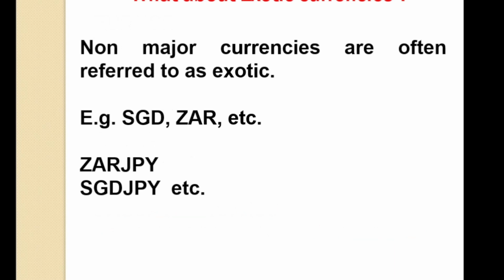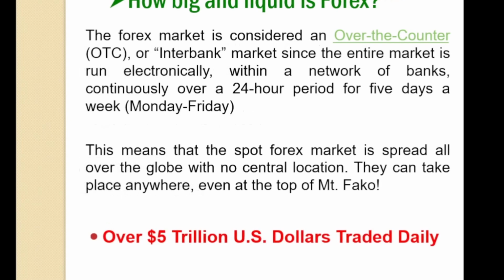What about exotic currencies? These are non-major currencies. Examples may include the Singapore dollar, the South African rand, and so on. Pairing with the Japanese yen follows the same principle. The Japanese yen serves as the quote currency.